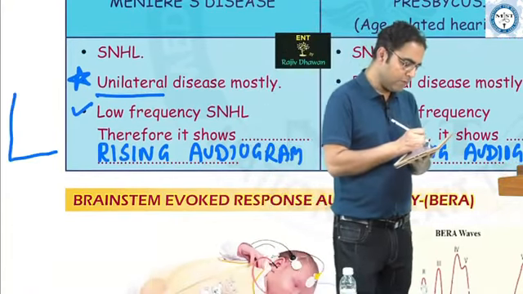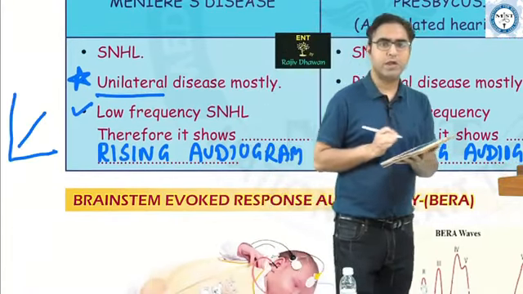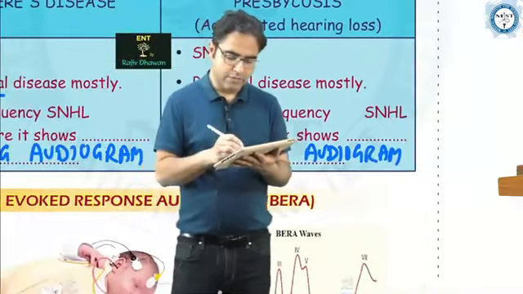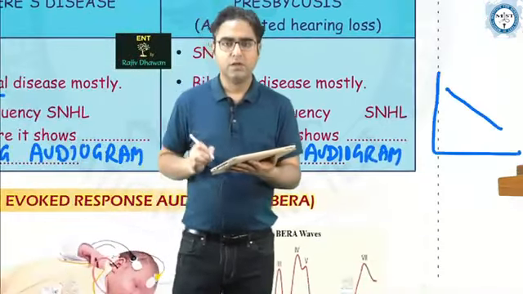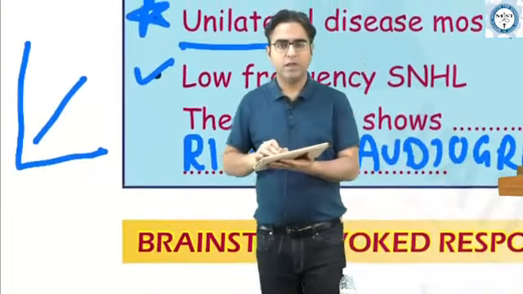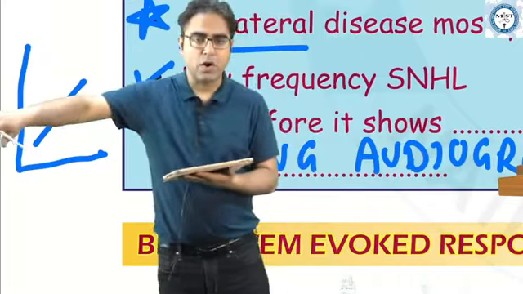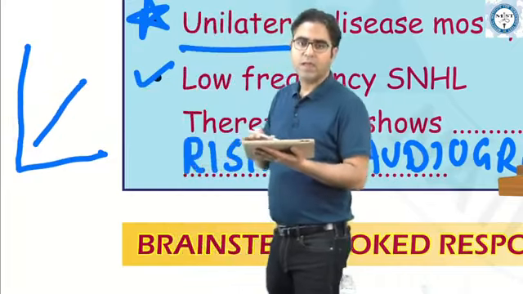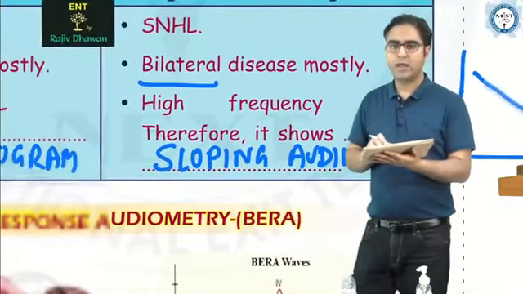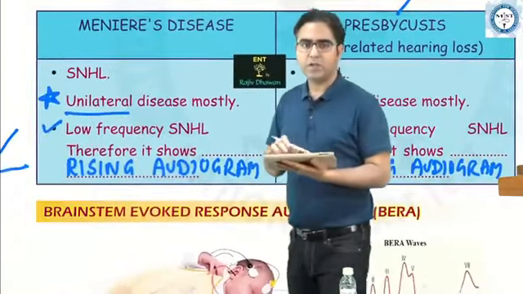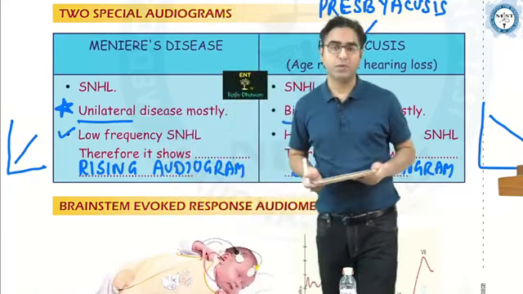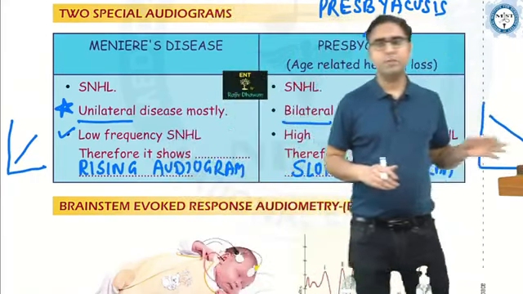All of you just draw on the side, beta. Rising audiogram is like this, and sloping is like this, beta. Can you see the rising audiogram? And you make this side the sloping audiogram like this. Two special audiograms, one in Meniere's, the other in presbyacusis, beta.